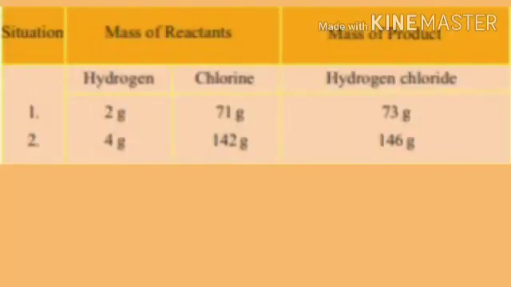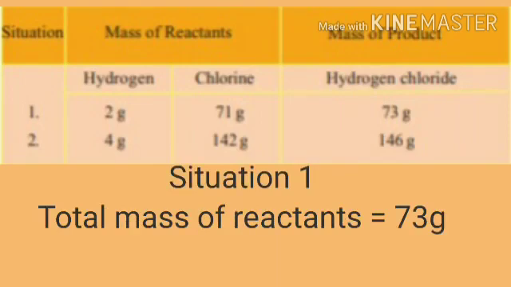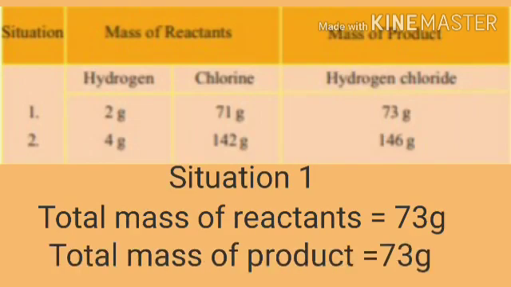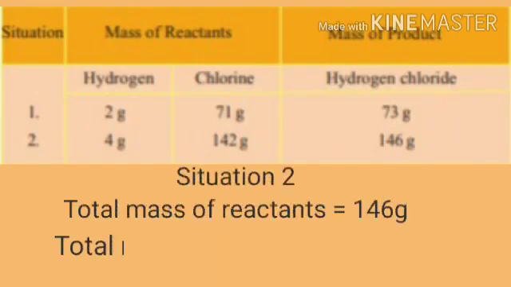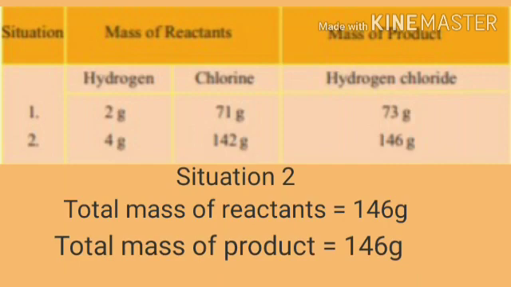Here is a table showing the mass of reactants and products when hydrogen combines with chlorine to form hydrogen chloride in two situations. Observe the table and find out the total mass of reactants and product in the above experiment. In situation 1, the total mass of reactants and product is equal to 73 gram. And in situation 2, it is equal to 146 gram.